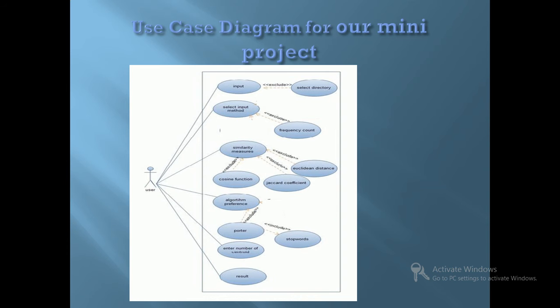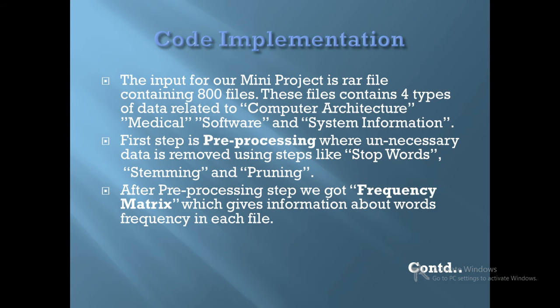Then this is our use case diagram for clustering of documents. Code implementation: the input for the mini project is a RAR file containing 800 files. These files contain 4 types of data related to computer architecture, medical software, and system information. Using the code implementation, we can cluster these files into whatever number of clusters we give.